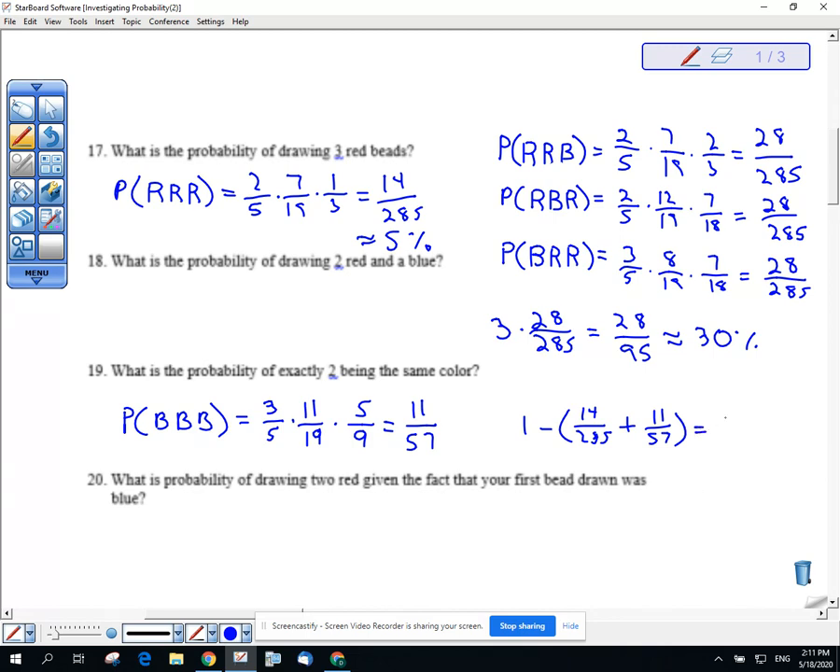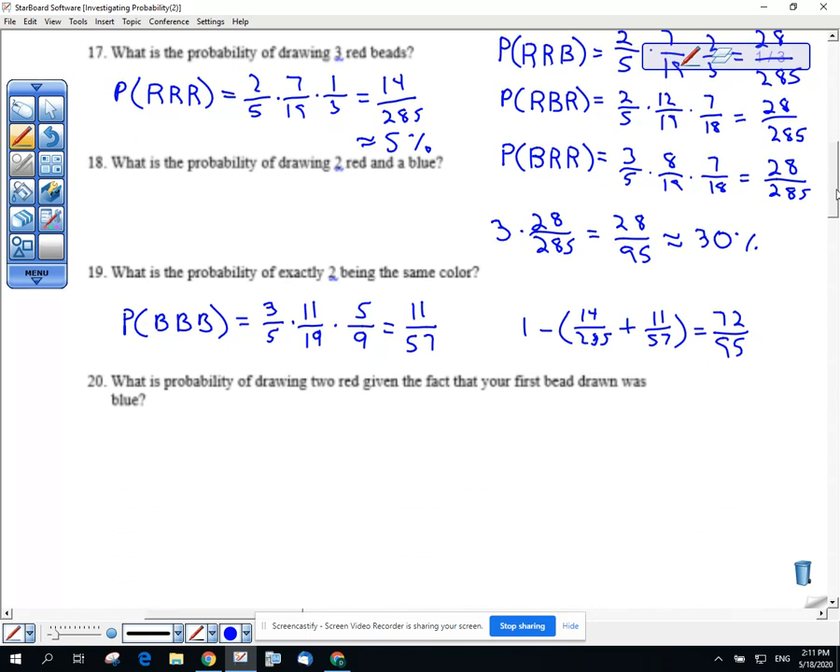That comes out to 72 out of 95, which is approximately 76% if you did it on a calculator and turned it into a percent. Okay, finishing up. Number 20. What is the probability of drawing 2 red given the fact that your first bead drawn was blue? Okay, now that's a different question.